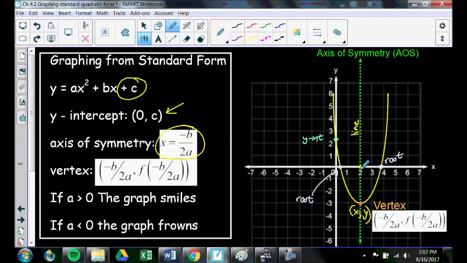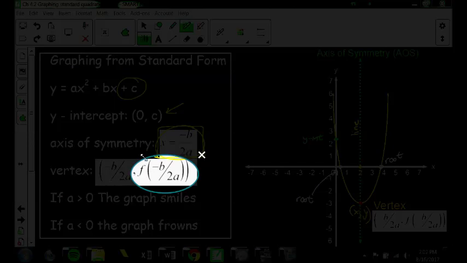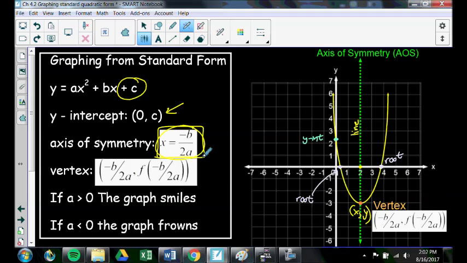So you find the axis of symmetry by doing x equals negative b over 2a. You calculate negative b over 2a, and that's where the line of symmetry is. Then you take that and you plug it into your function, and it'll tell you where the y value is. You do f of negative b over 2a. You take your AOS, plug it into your function, and whatever it spits out is the y value of your vertex.